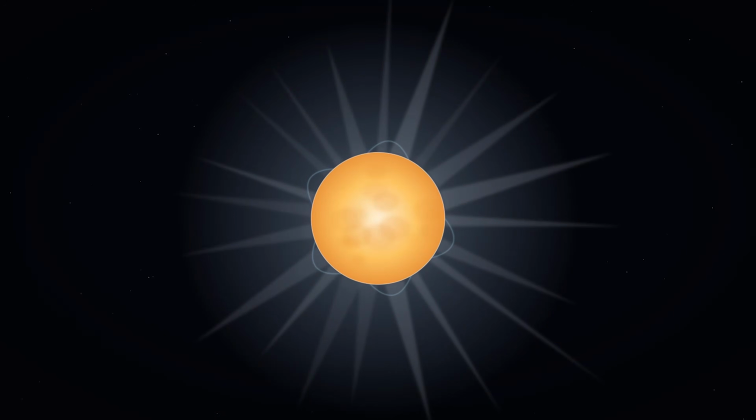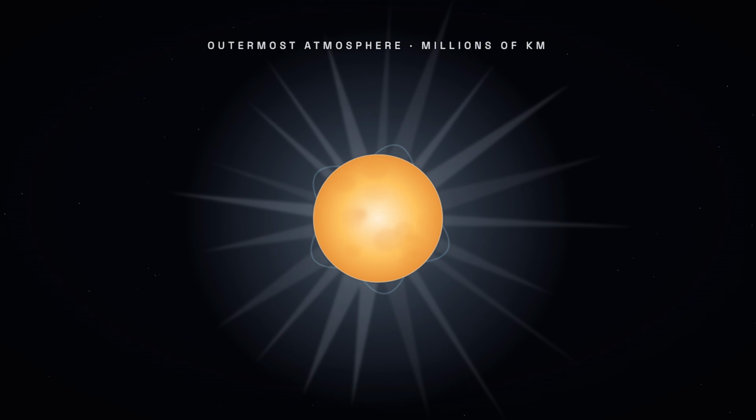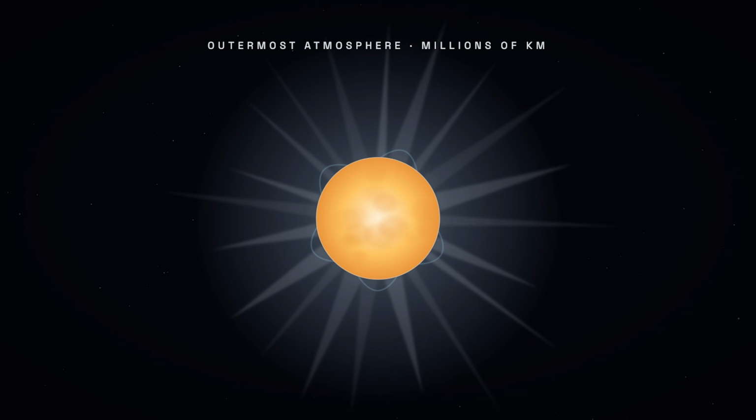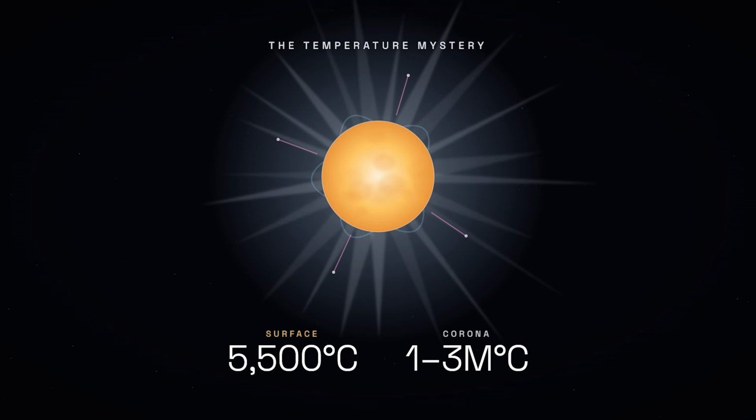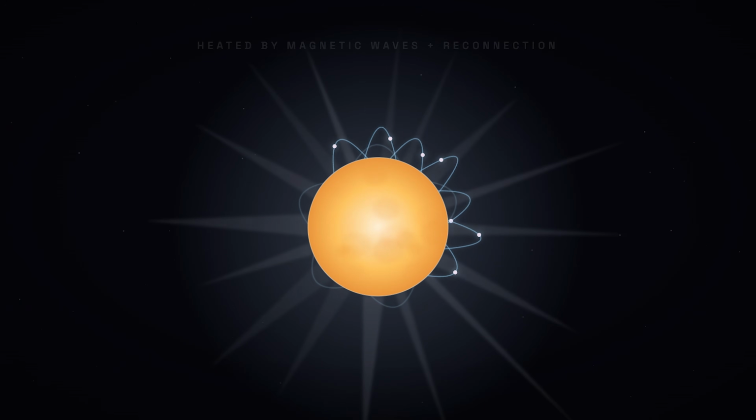Corona. The corona is the outermost layer of the sun's atmosphere, extending millions of kilometers into space. Its defining mystery is its temperature. While the visible surface sits at around 5,500 degrees, the corona reaches 1 to 3 million degrees, hundreds of times hotter than the surface beneath it.